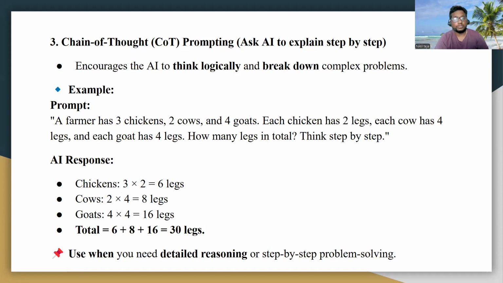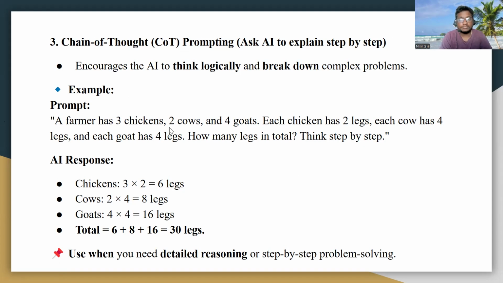Next one is chain of thought prompting. It encourages the AI to think logically and break down complex problems. It is used for mathematical problems or analysis problems and all. It will be giving detailed and logical answers. For example, we will be giving a detailed prompt and it will be giving detailed and mathematical answers for you. This is called chain of thought.